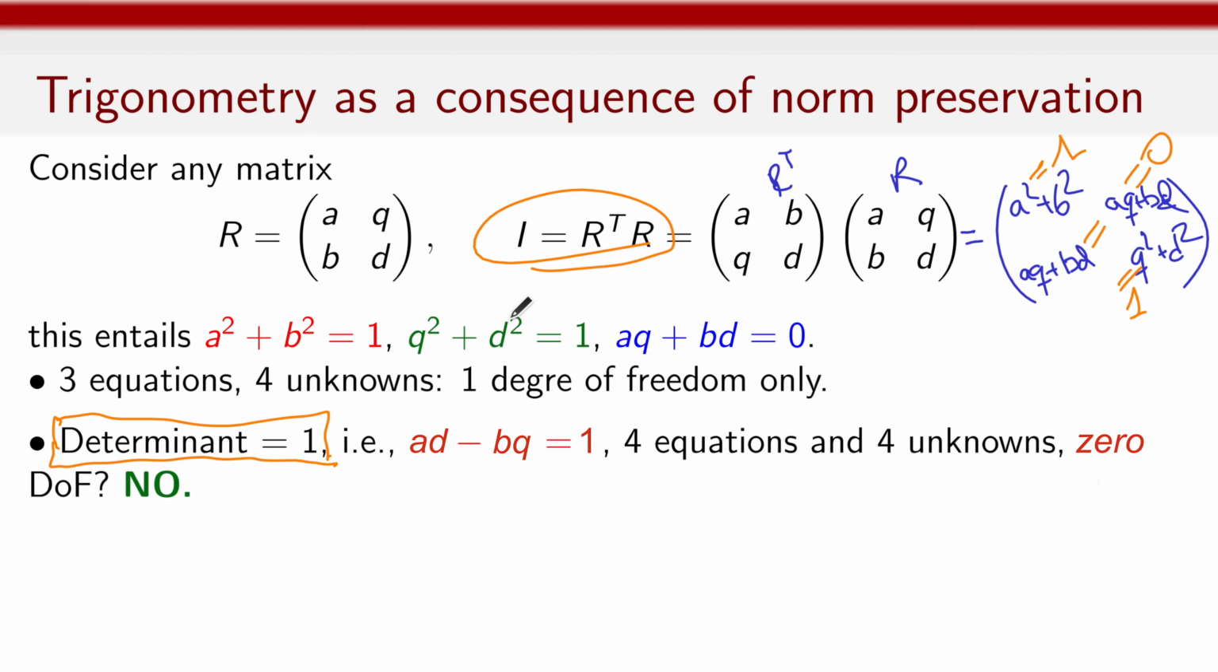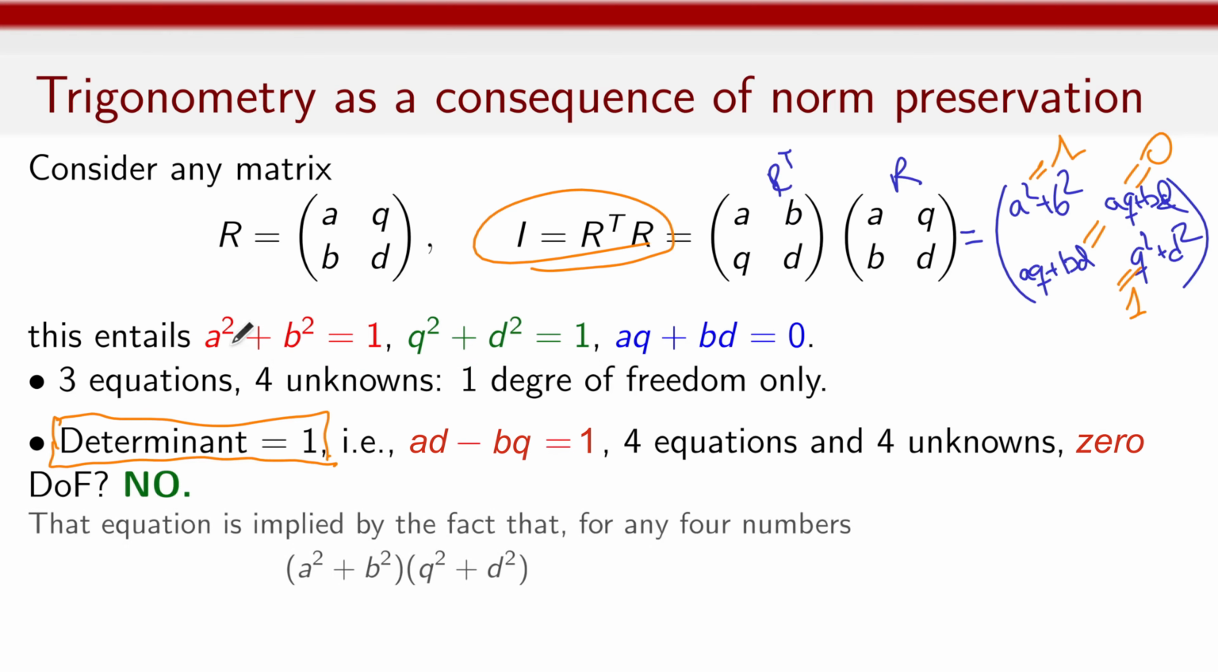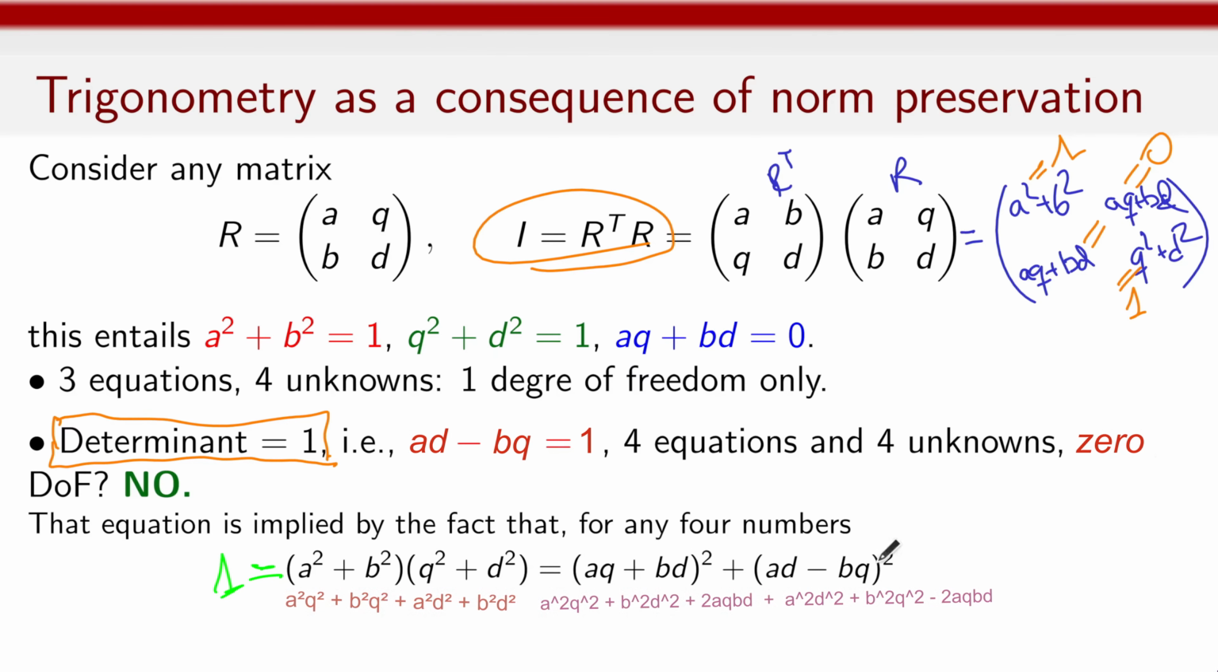Well, it's not true, because the determinant equal to 1 can be actually derived from these 3 equations, because if we multiply a squared plus b squared times q squared plus d squared, this thing, well, of course, 1 times 1 will be 1. And if we develop this multiplication, you can check that this equality holds. I leave it to you.